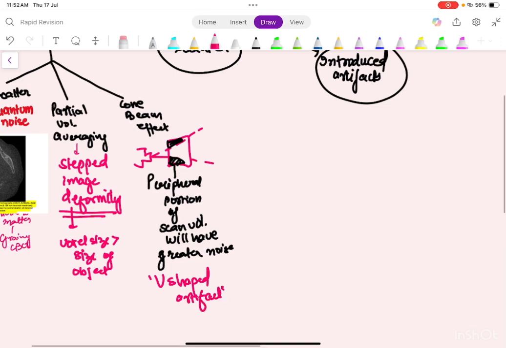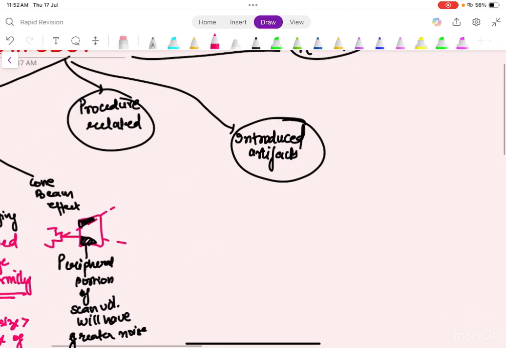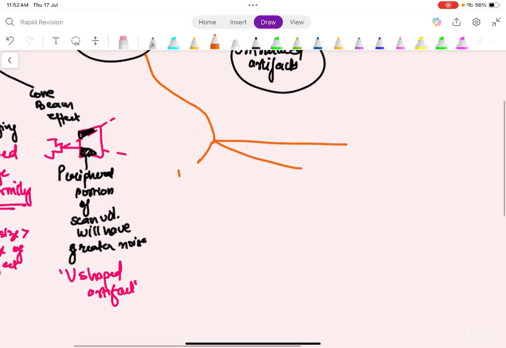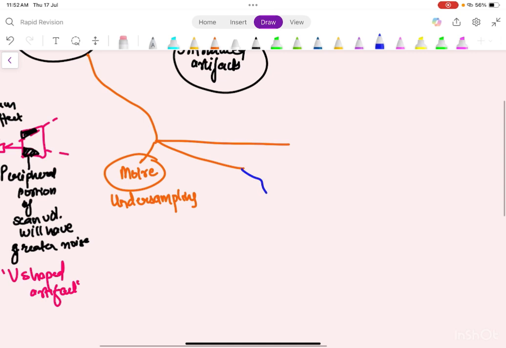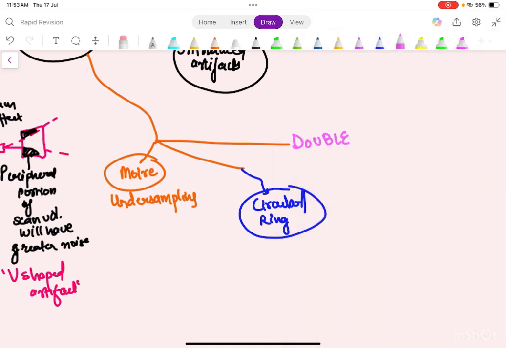Okay, now let's talk about the procedure related. In procedure related, again you have three parts. One is moire, which is also called under sampling. Then you have circular or ring artifact, and then you have double contours. Okay, now let's understand.